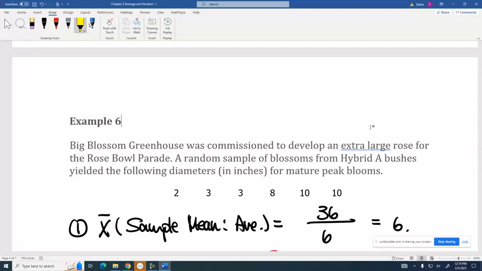Please read the example carefully. Who are they? The diameter. Diameters. What was the unit? Inches. 2 inches, 3 inches, 8, 10 inches, average was 6. What is the unit? Inches, yes. So now I can say it's 6 inches on average.